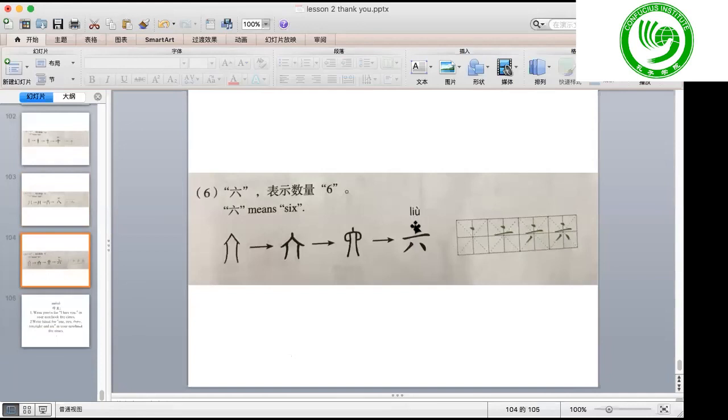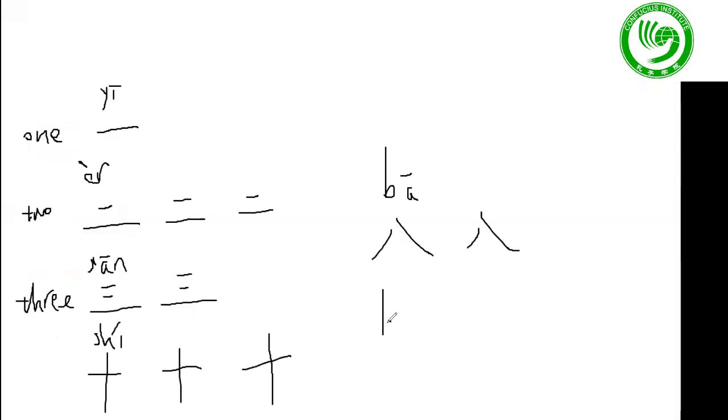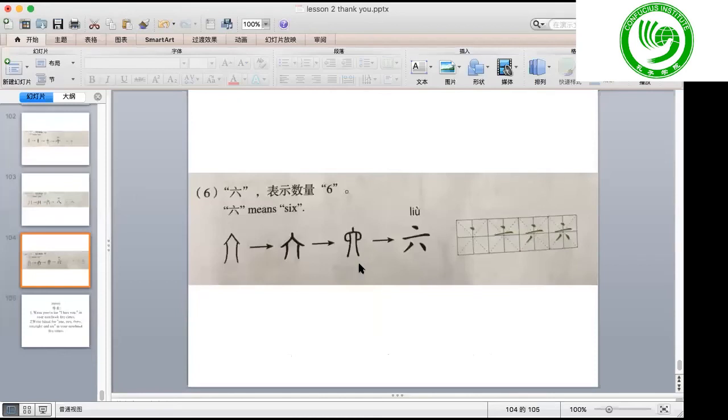Okay, the last character is liu. Liu means six. It has how many strokes? One, two, three, four. Let us write it together. How to write liu, means six. How many strokes? 4 strokes. The first one, the second one, the third one, the last one. 点, 横, 撇, 点. Write it down in your notebook, please.